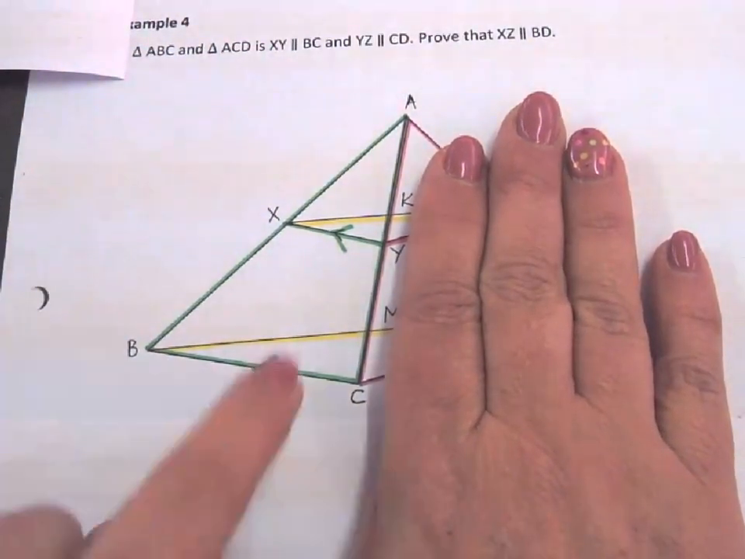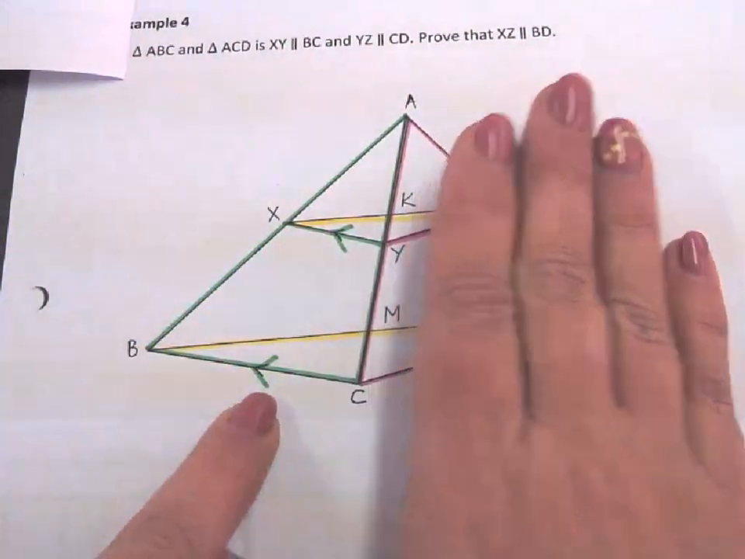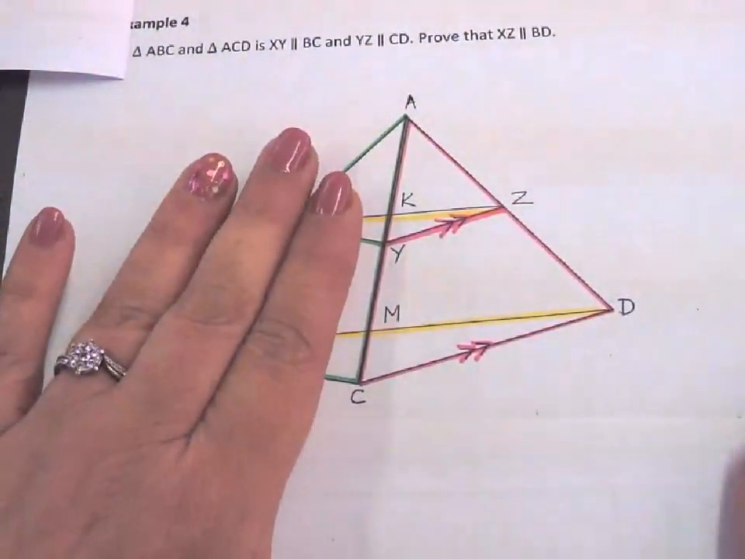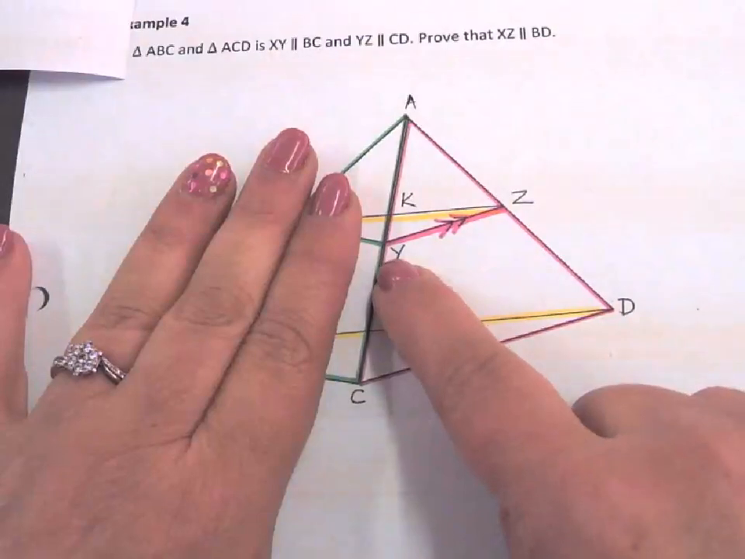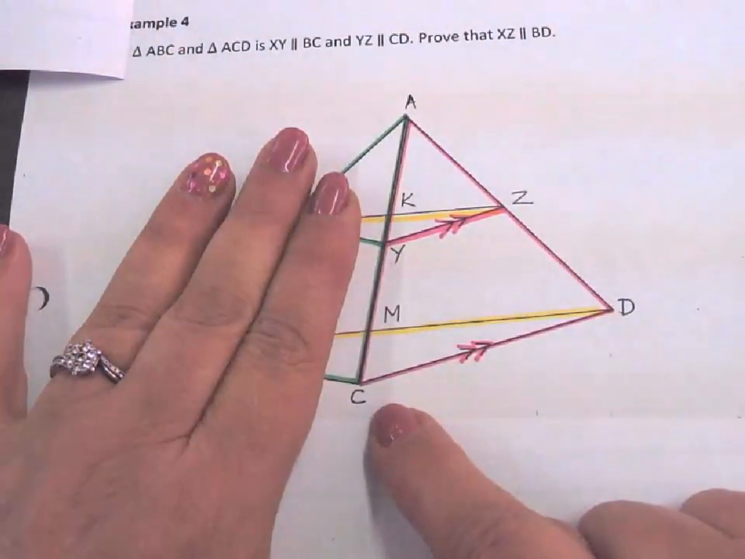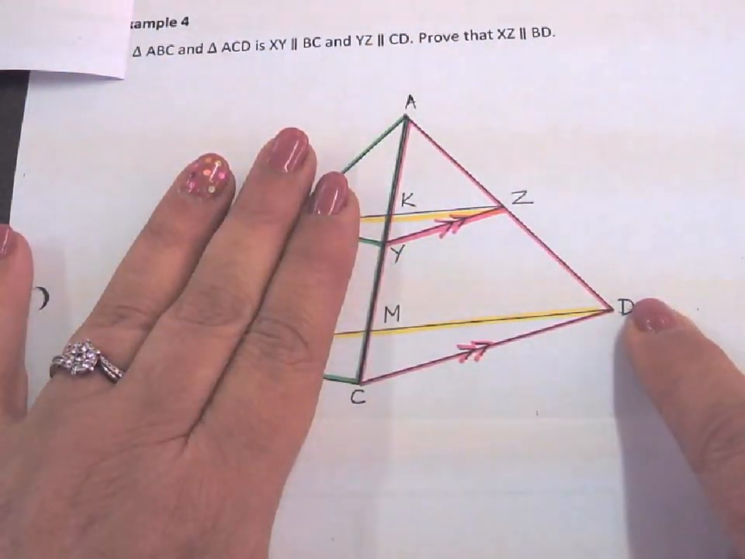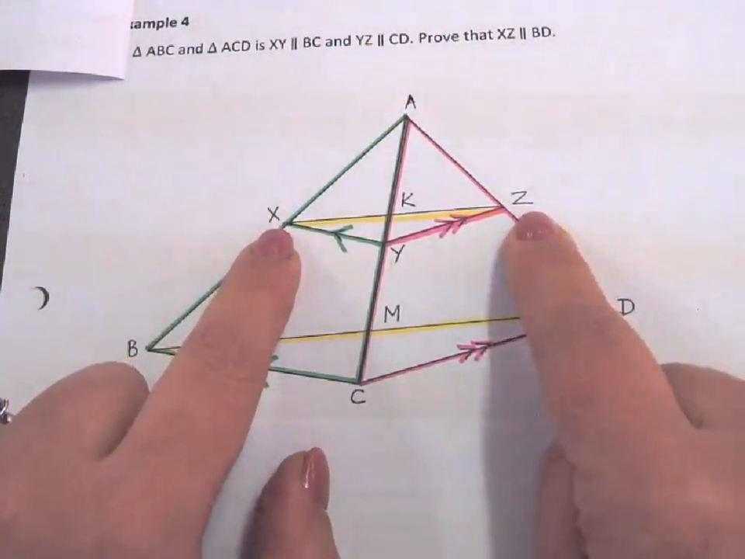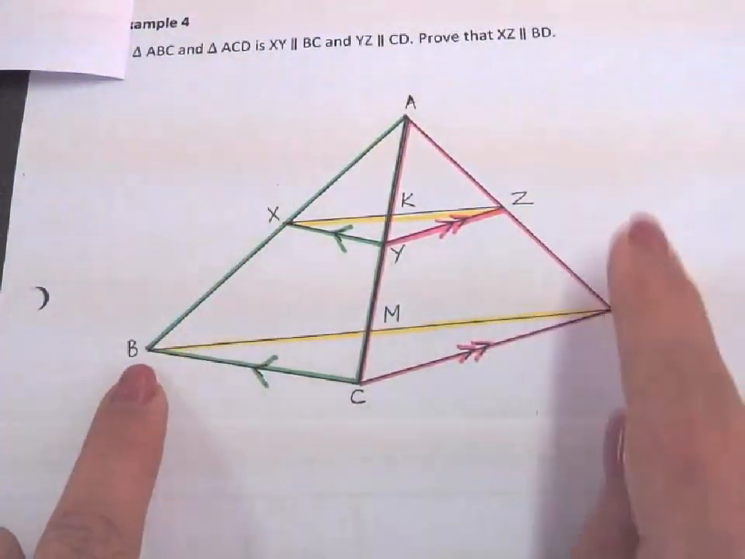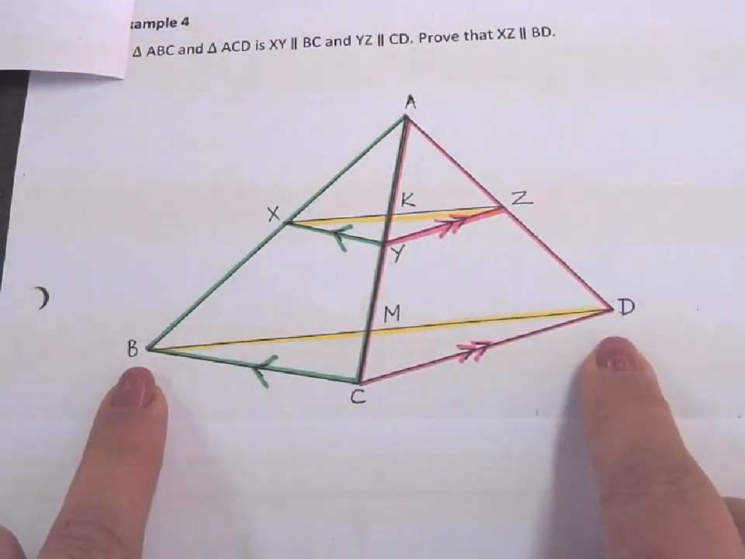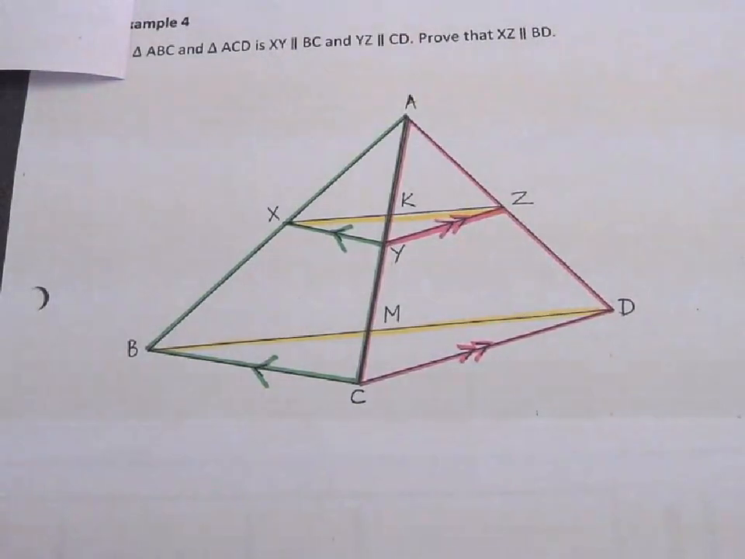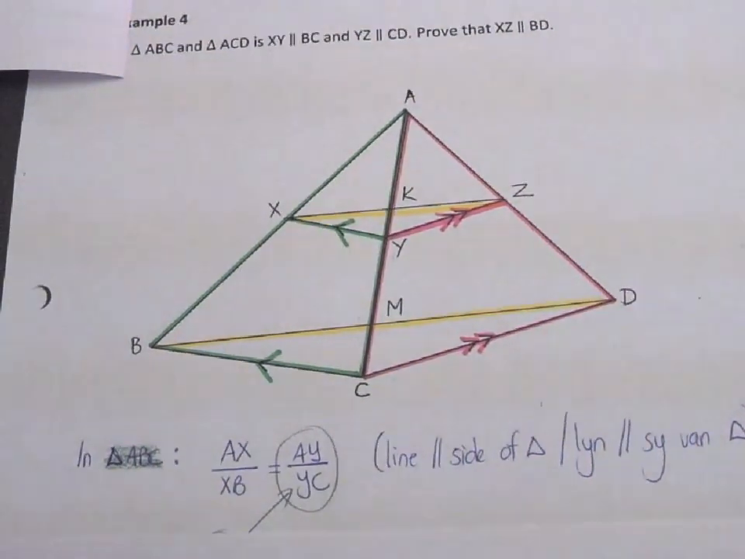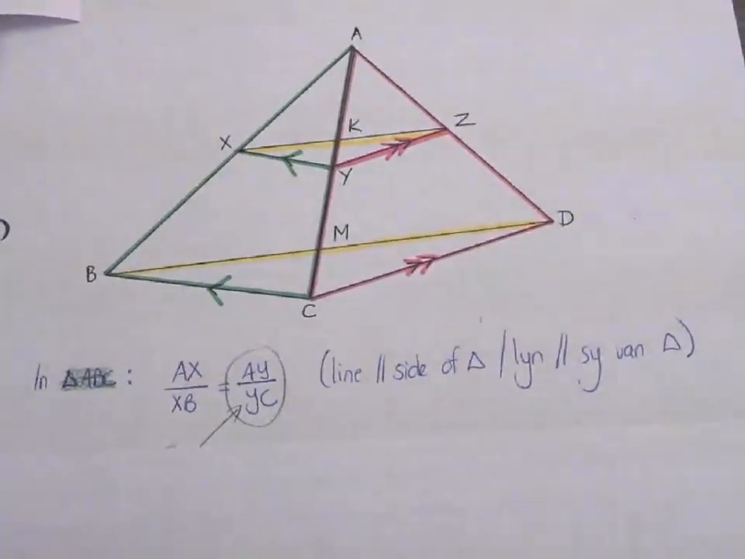To BC. And in the other triangle, triangle ACD, line YZ is parallel to CD. Now they say prove that XZ, my yellow one, is parallel to BD. I made it yellow so that I can work towards that. I need to get that. So let's start in the green one.